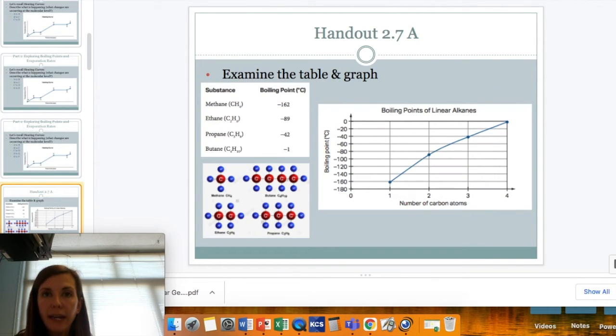Now I want you to find your handout 2.7a. Just take a moment to examine the table and the graph provided. As you can see, you've got 4 substances. Methane has 1 carbon, ethane has 2 carbons, propane has 3 carbons, and butane has 4 carbons, and their boiling points are graphed next to them. I've also provided an image of those 4 molecules below. What do you notice about their size?